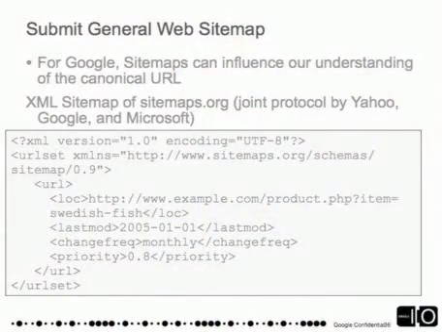All right, so how else can you influence the canonical? You want to submit a general website map. So this is answering the man's question earlier. For Google, they influence our understanding of the canonical URL. So if you submit a sitemap to us, make sure you don't have these long URL strings that have extraneous parameters. Really give us your canonical URLs.